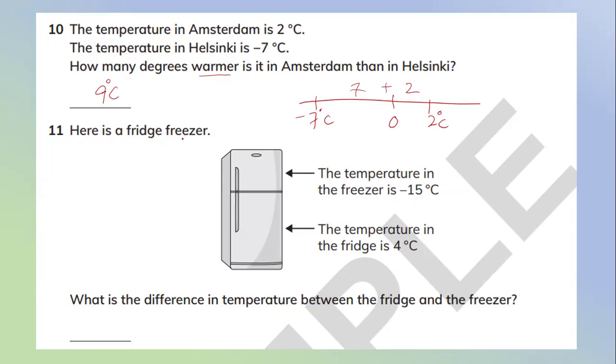Okay, number 11. Here is a fridge freezer. The temperature in the freezer is -15 degrees Celsius. The temperature in the fridge is 4 degrees Celsius. What's the difference in temperature between the fridge and the freezer? Okay, let's see again on the line. Here is 0. Freezer is -15. Fridge is 4. The difference in temperature is 0 to 15 is 15, 0 to 4 is 4, so we have to add them. The difference is 15 plus 4 is 19 degrees Celsius.